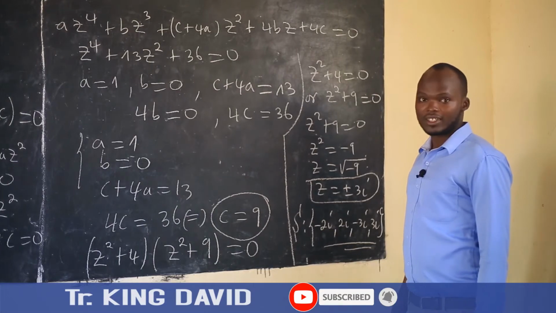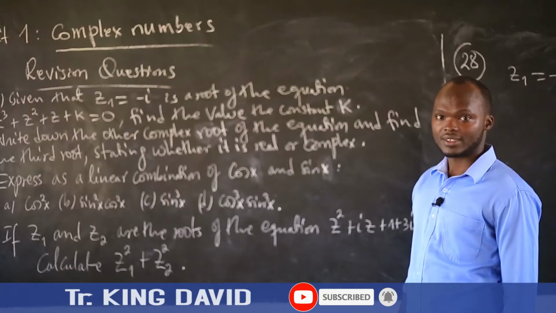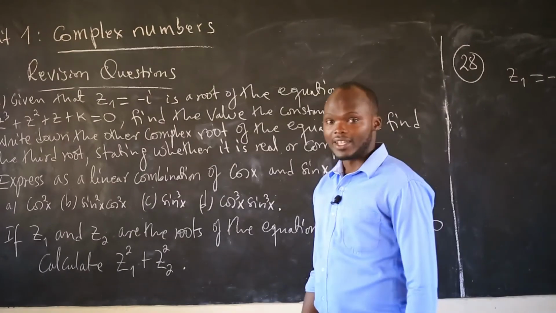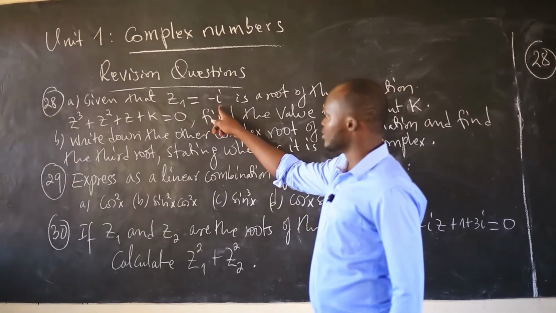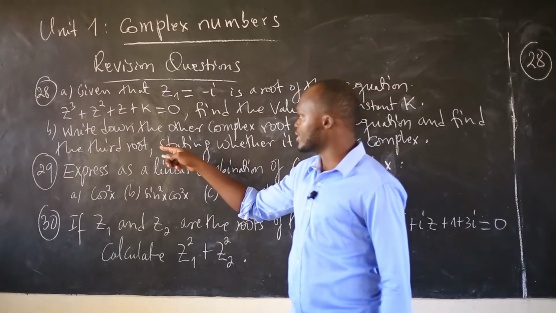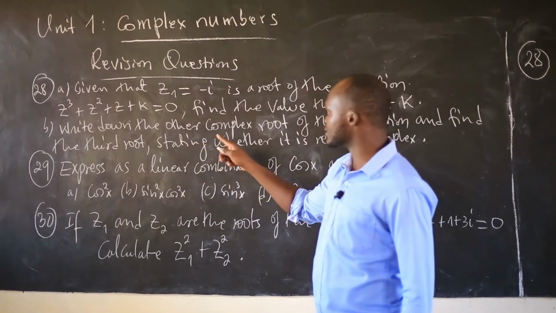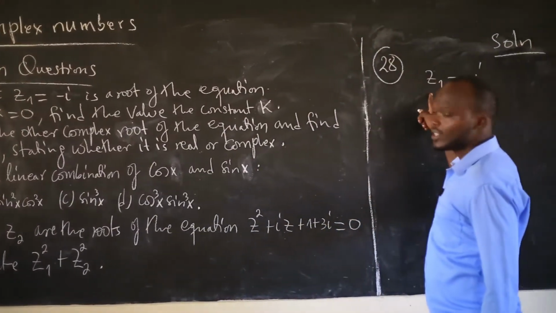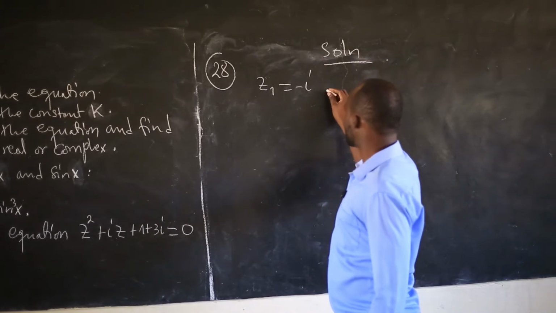Let us go to number 28. So now we are on number 28. 28a is saying, given that z1 equal to negative i is a root of the equation, which is z power 3 plus z squared plus z plus k equal to 0, find the value of the constant k. So we have z1 equal to negative i as a root.